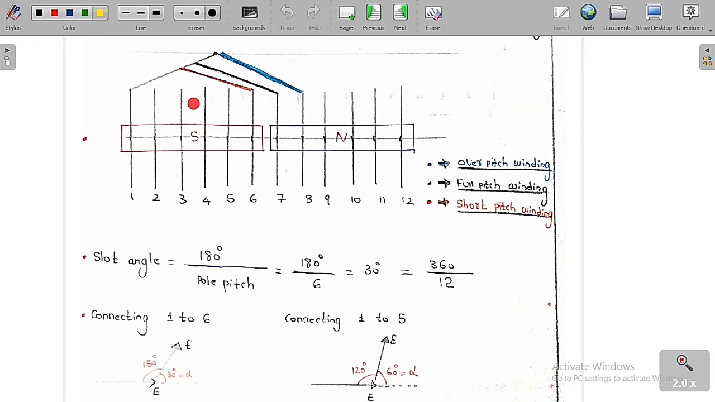So always, in the full pitch winding, if this conductor has voltage E, and the conductor in the seventh slot is also E, the resultant voltage is 2E. So always remember one small thing, the conductors in the full pitch winding will have the induced voltage in the same direction. So go for the arithmetic addition of the resultant voltage in that winding. Whatever conductors are present in the full pitch winding, they all have the induced voltage in the same direction. And if you want to figure out the resultant voltage in that winding, just go for the arithmetic addition, because they are all in the same direction.